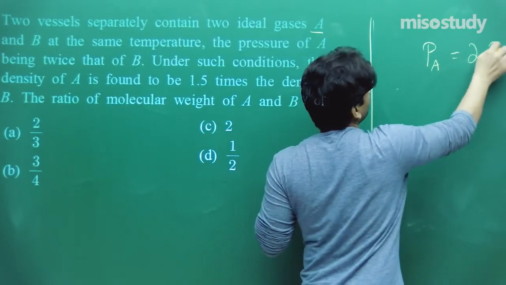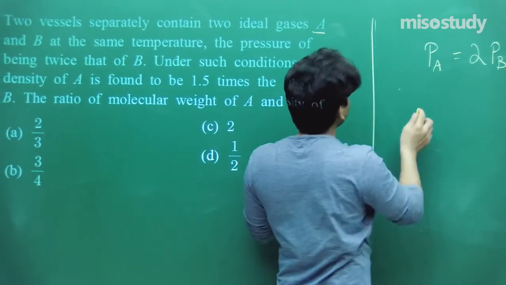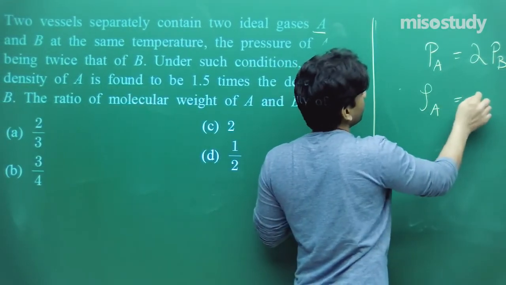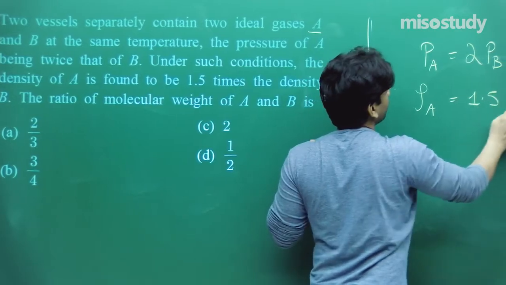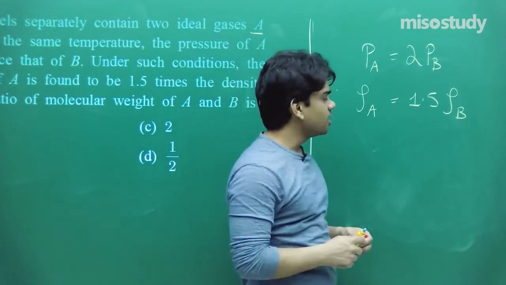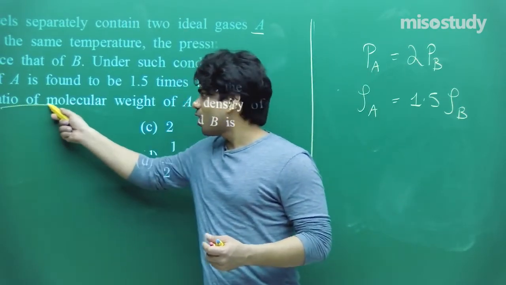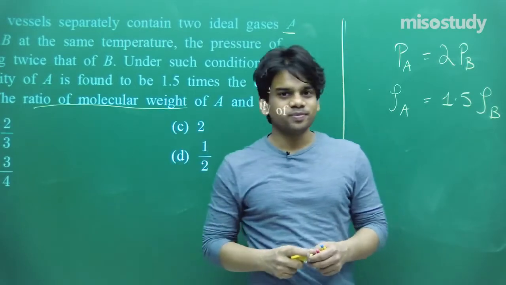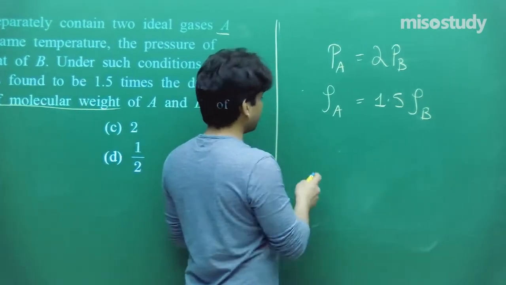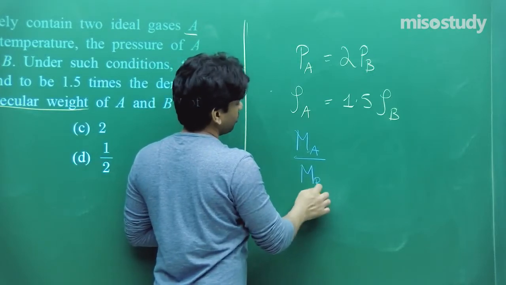PA is equal to twice of PB. This is given, and it's given that density of A is 1.5 times the density of B. Rho represents the density. Now we require the ratio of molecular weights of A and B. So the required thing in this question is, what is the ratio of MA by MB?